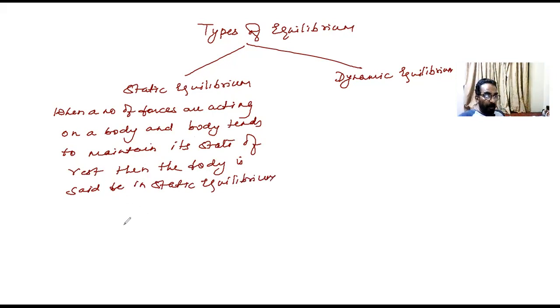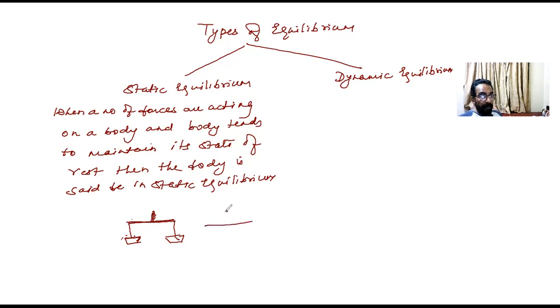Like for a physical balance, if you take it, and on both the pans of the physical balance you're putting the same equal weights, this will remain horizontal. It will not tilt in any direction. Equal weights have been put. That time we say it is in static equilibrium.